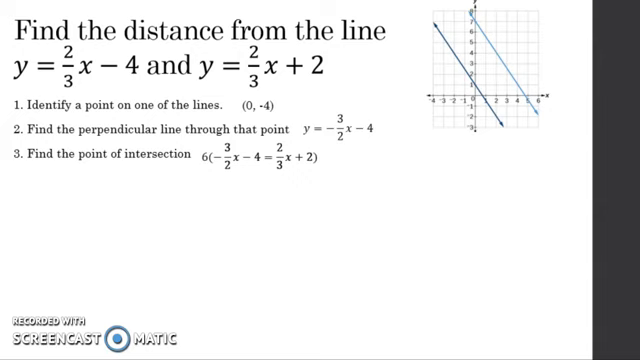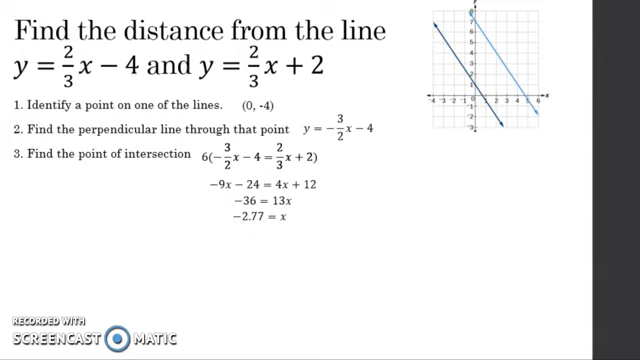That becomes -9x minus 24 equals 4x plus 12. Okay, so I distributed the 6. Now we're going to solve for x. We're going to add 9x to both sides, and we're going to subtract 12 from both sides, and we get -36 equals 13x. And then we're going to divide by 13, and we'll find that x is -2.77. We're going to round to the nearest hundredth on here.